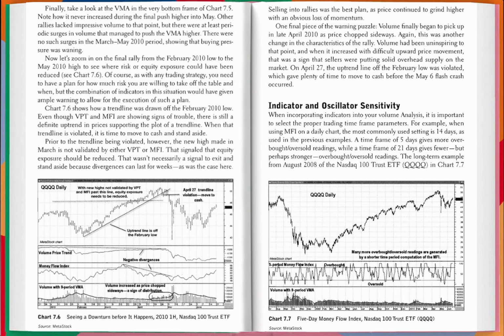One final piece of the warning puzzle, volume finally began to pick up in late April 2010, as price chopped sideways. Again, this was another change in the characteristics of the rally. Volume had been uninspiring to that point, and when it increased with difficult upward price movement, that was a sign that sellers were putting solid overhead supply on the market. On April 27, the uptrend line off the February low was violated, which gave plenty of time to move to cash before the May 6 flash crash occurred.